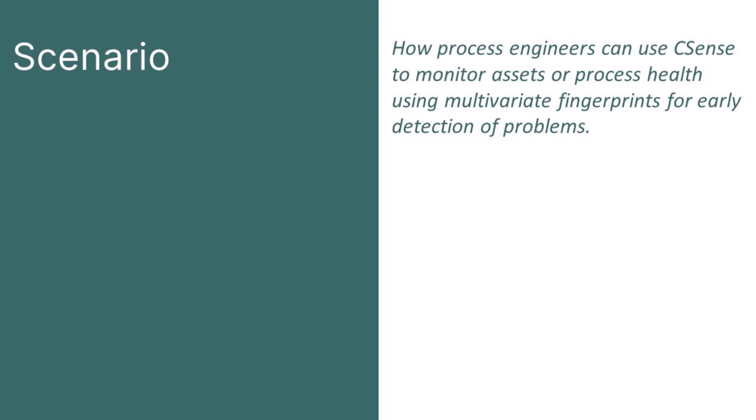In this video, I showed how process engineers can use CSense to monitor assets or process health using multivariate fingerprints for early detection of problems.